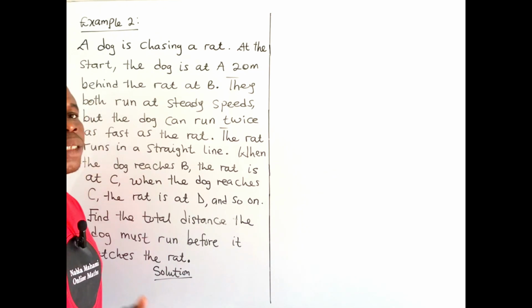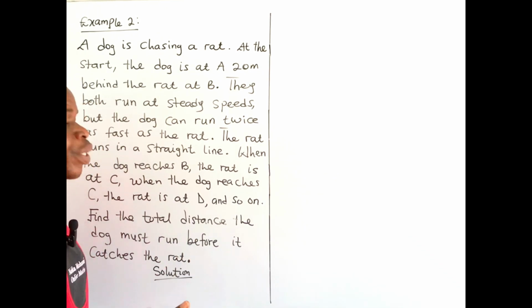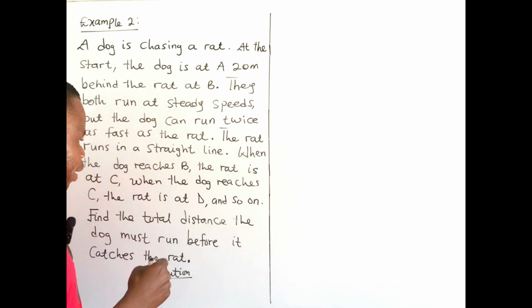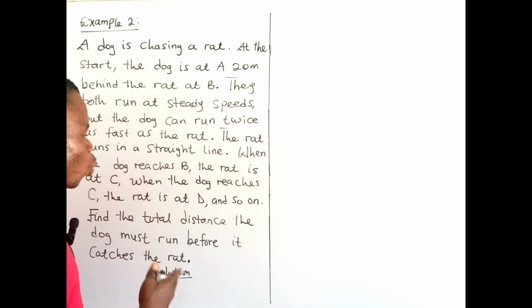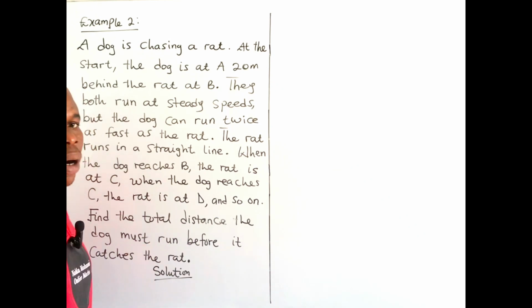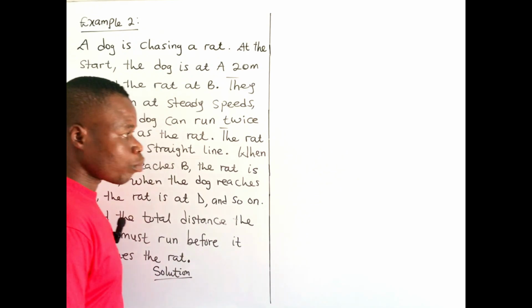When the dog reaches B, the rat is at C. When the dog reaches C, the rat is at D, and so on. Find the total distance the dog must run before it catches the rat.